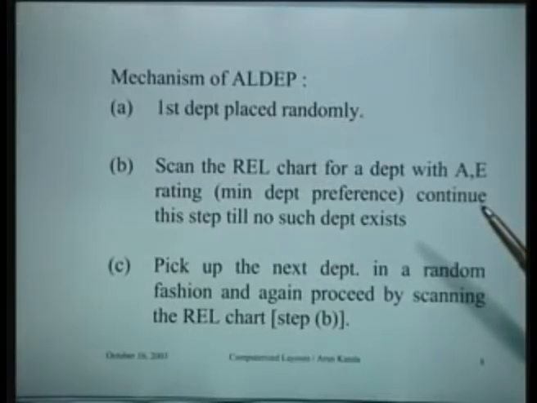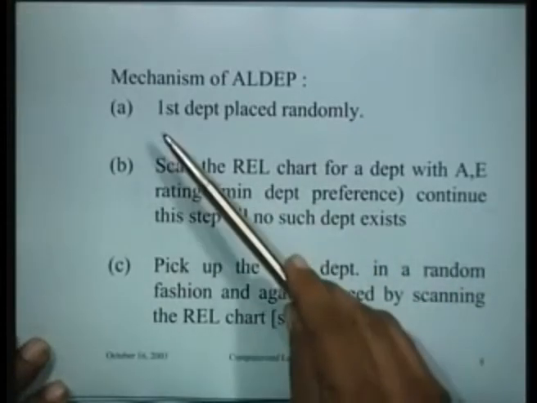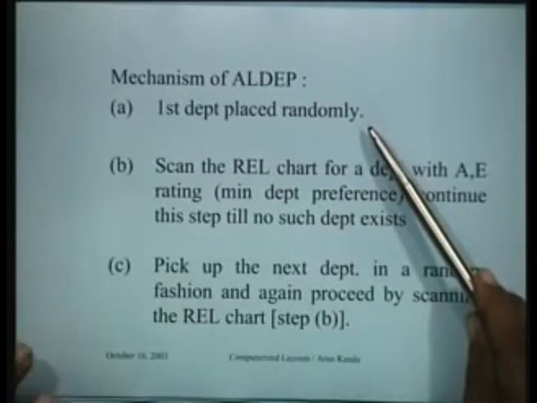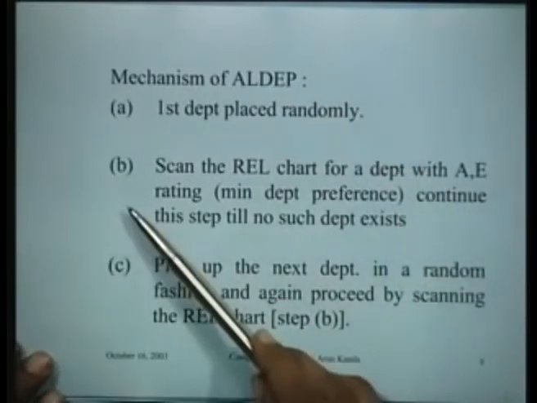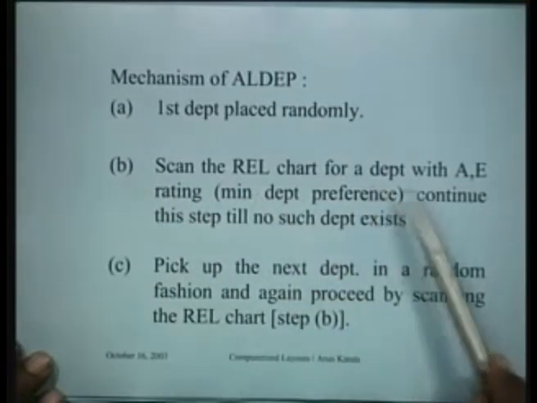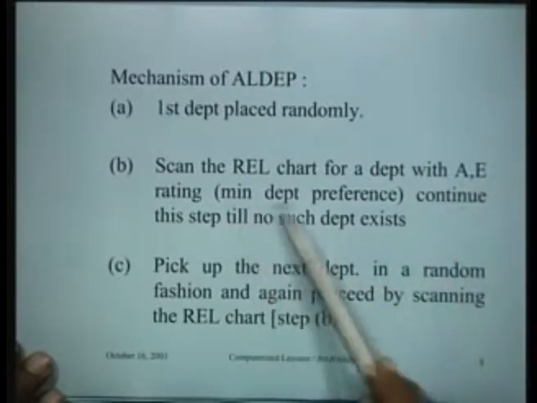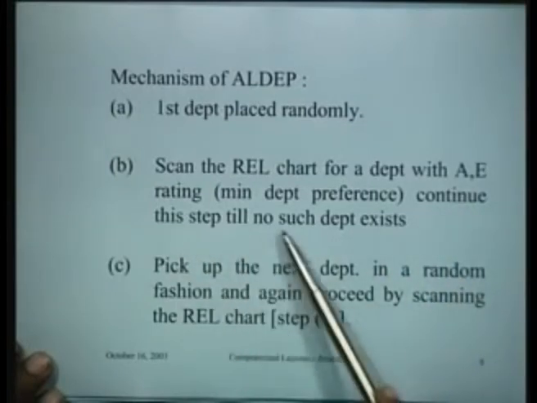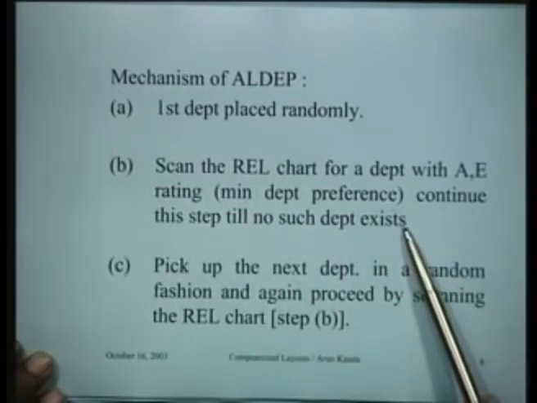Here is a brief glimpse of the mechanism of LDAP, that is, the algorithm that is followed by LDAP. The first step is that the first department is placed randomly. After having placed the first department, the second step is to scan the REL chart for a department with an A or an E rating, that is, the minimum department preference you specified, and continue this step until no such department exists.